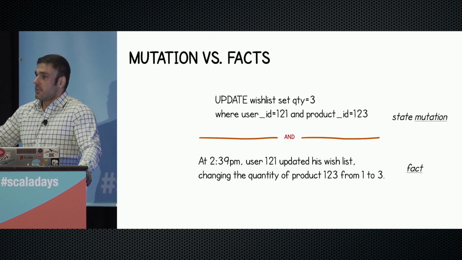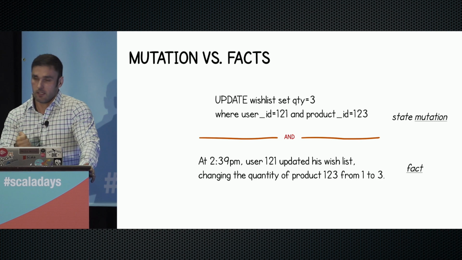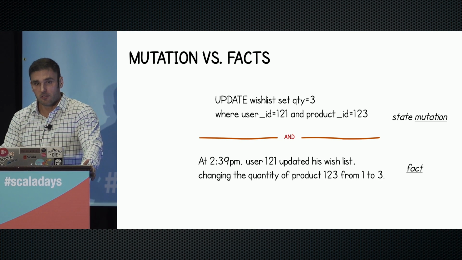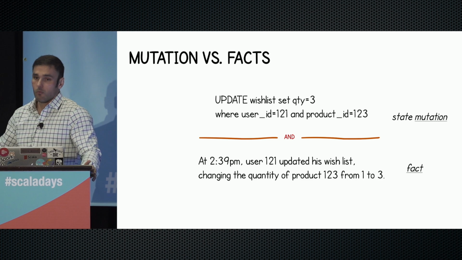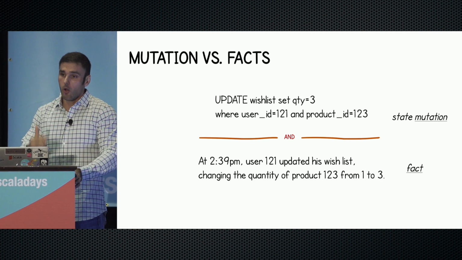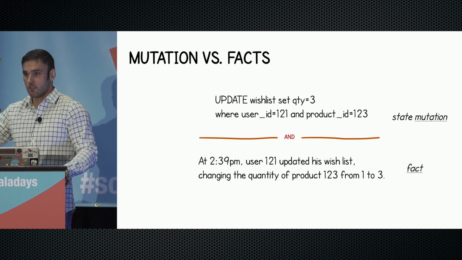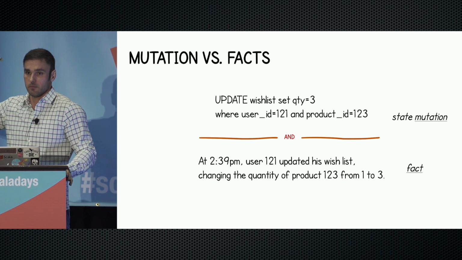as opposed to sending an immutable fact, which is what we see at the bottom, right? Here, we're basically saying at 2:39 p.m., user 121 did this. And that's always true. It doesn't matter what happened before or what happened after. At 2:39 p.m., this happened.